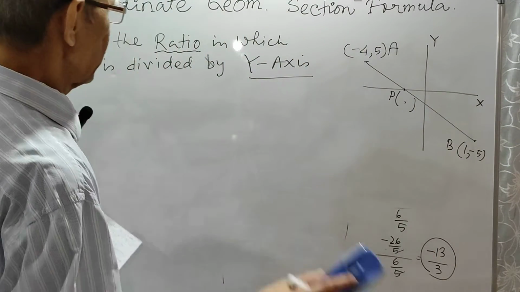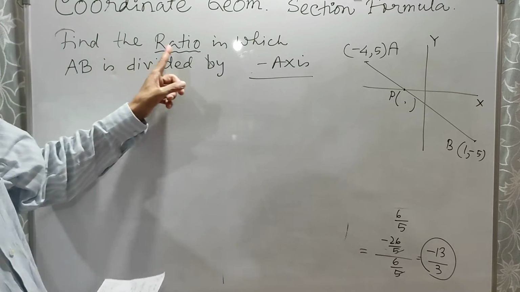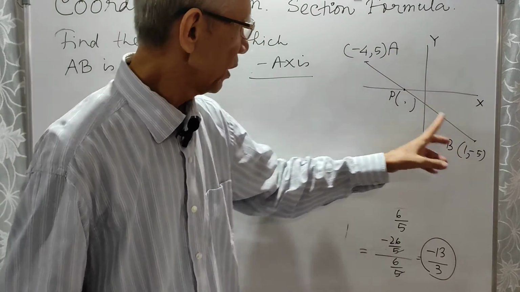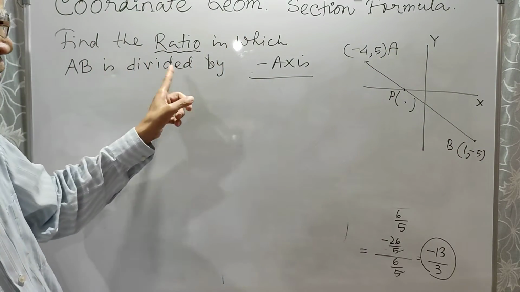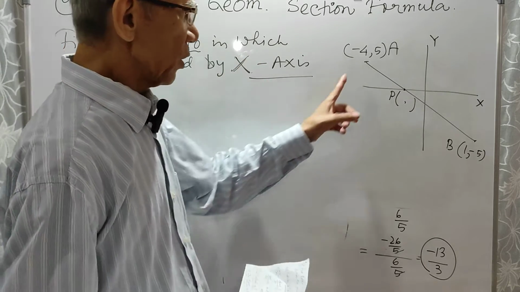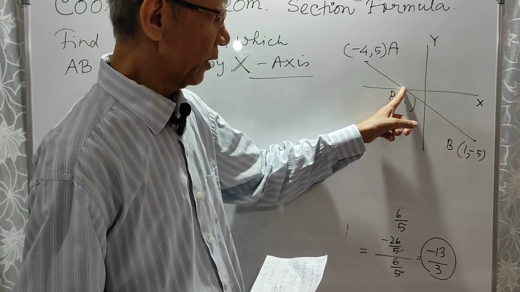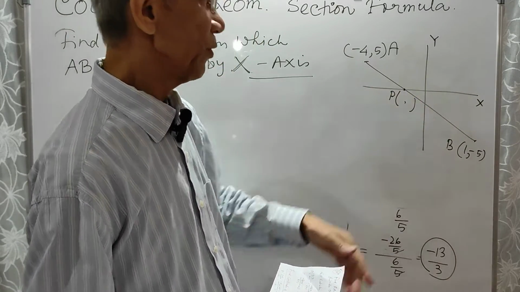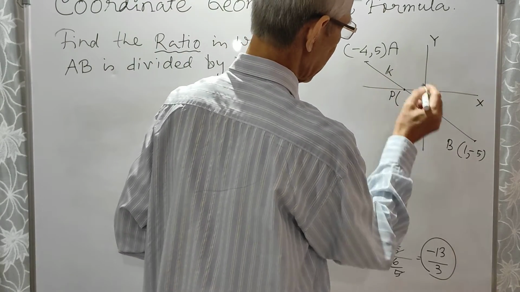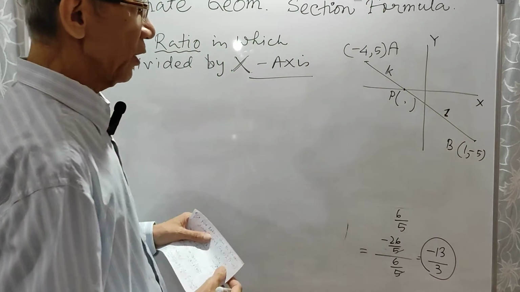Now this is the question. You see, the question will go like this. Find the ratio in which AB is divided by the x-axis. This is A, this is B. So this line is divided by the x-axis at what point? At point P. So this ratio we have to find out. Again, we assume the ratio k is to 1. So k, this part 1. All right. So let the ratio be k is to 1.